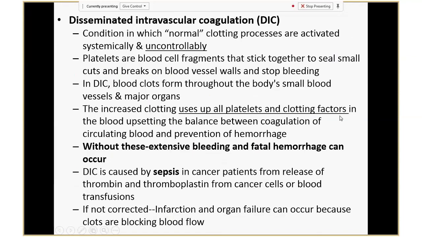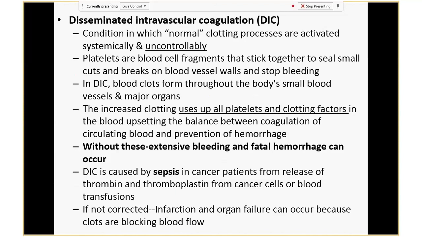DIC is derived from sepsis. Usually disseminated intravascular coagulation does not just occur on its own. It's usually occurring from some other process like sepsis. Sepsis causes DIC. What happens is your normal clotting processes are activated systemically and it uncontrollably grows. So you're having a large amount of clotting processes going on, so your clotting cascade can basically not stop because it's producing so much thick, mucousy blood.